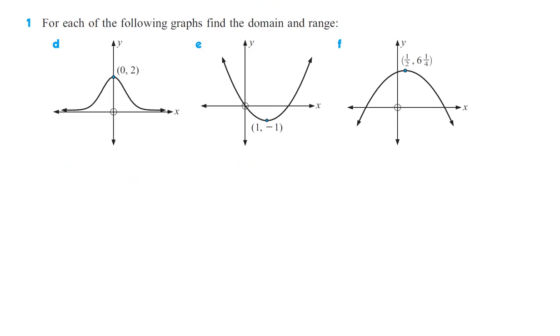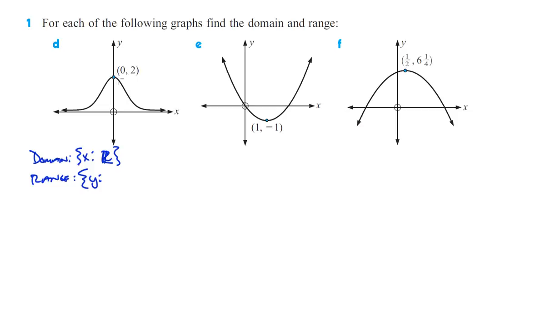Okay. For each of the following graphs, find the domain and range. So same idea. So domain is x such that, and again, if you look, this goes forever and ever to the left and forever and ever to the right. So the x is all real numbers, right? Oh, sorry, we've got to do the range. A little sidetracked. Okay, so this is y such that.